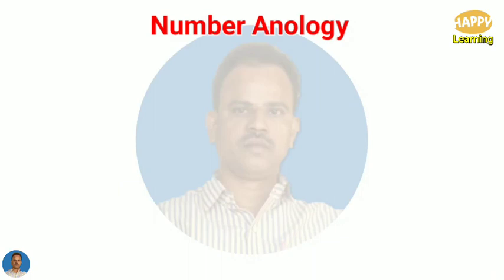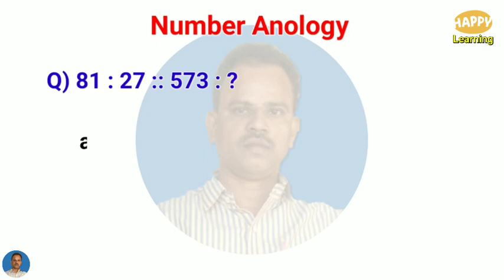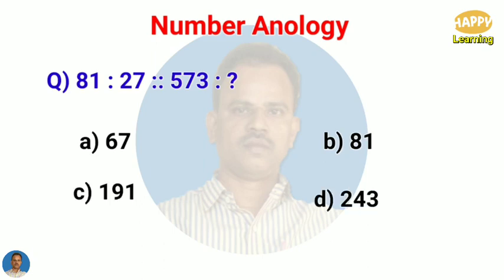Next, number analogy. Question: 81 is related to 27 in the same way 573 is related to dash, and the options are 67, 81, 191, 243. See here, what is the relation between 81 and 27?